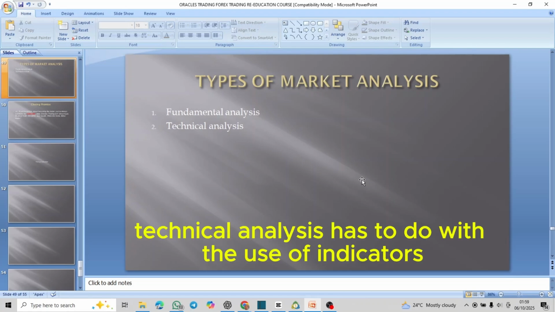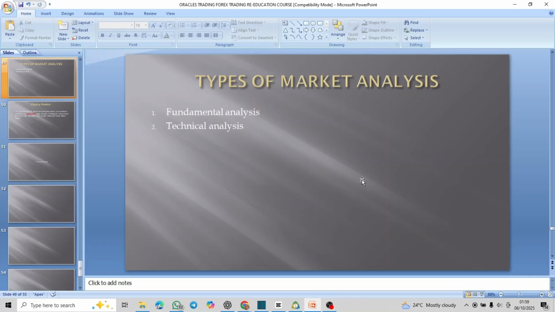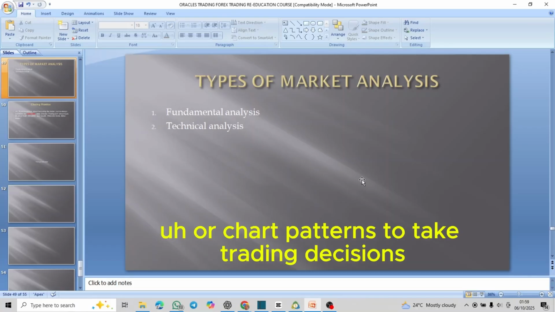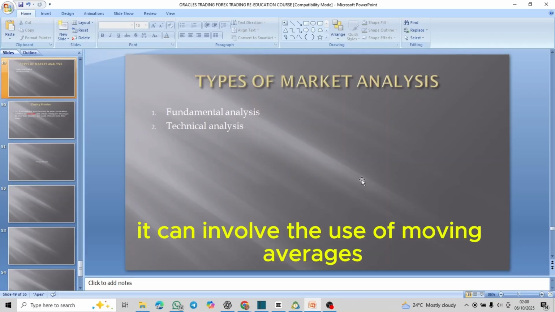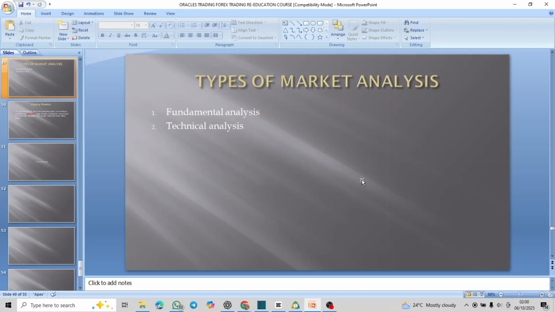Then there is the technical analysis that is widely known. Technical analysis has to do with the use of indicators or chart patterns to take trading decisions. It can involve the use of moving averages, indicators generally.